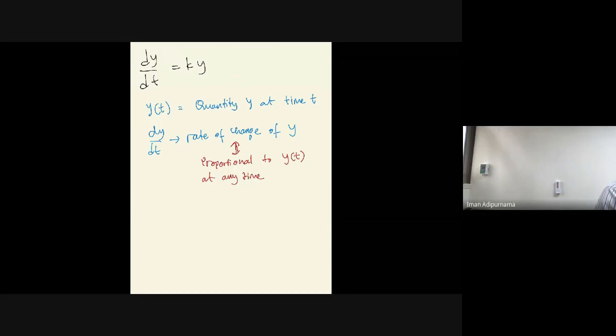And if I have y is A e to the kt, k is a constant, but k can be 0, can be greater than 0, can be less than 0. This is what we call the natural growth, and it's natural decay.